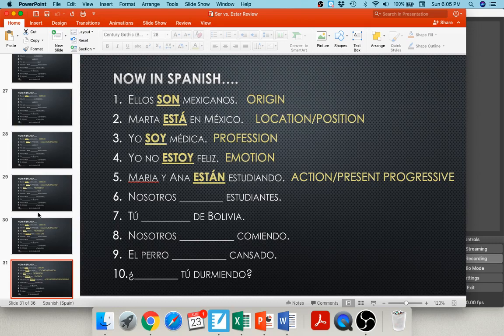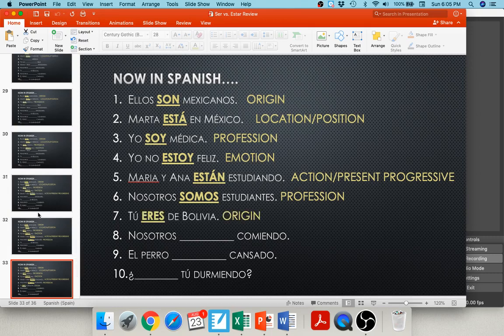Number 6, nosotros blank estudiantes. We are students. Being a student, that's our profession in this case. So we are going to use a ser word. We should say that nosotros somos estudiantes. Number 7, tú blank de Bolivia. You are from Bolivia. That's your origin. Therefore, we're going to use ser. And the ser word to go with tú should be eres. Tú eres de Bolivia.